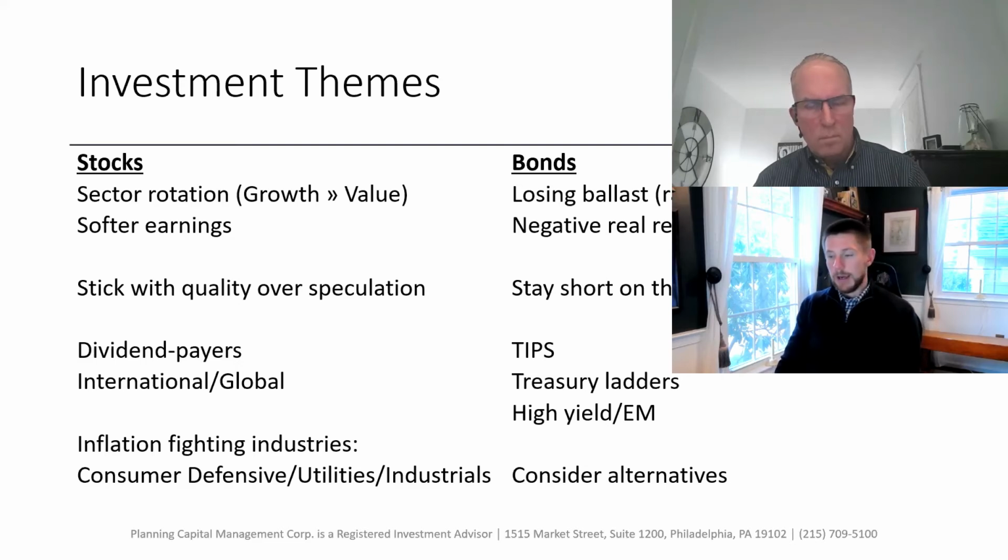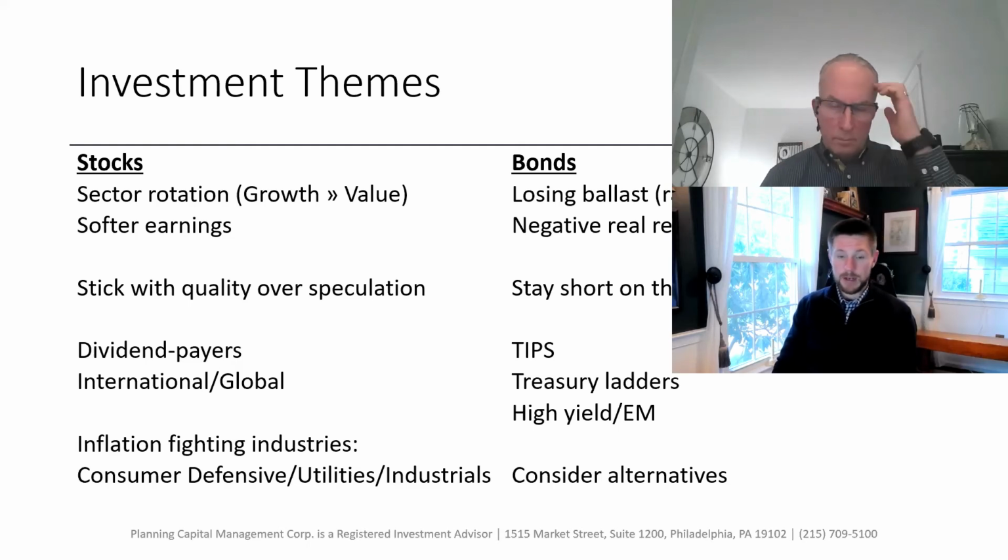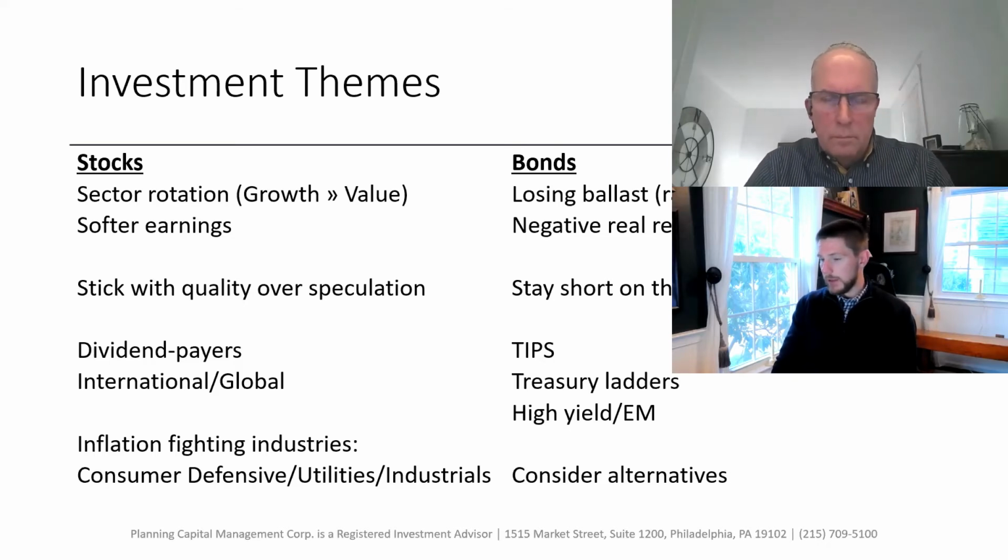Even though, like I said, debt levels are at an all-time high, corporate America's debt servicing ratios are actually fairly healthy because of how low rates have been, and cash flows seem to be fairly healthy. So high yield looks like an attractive asset class.